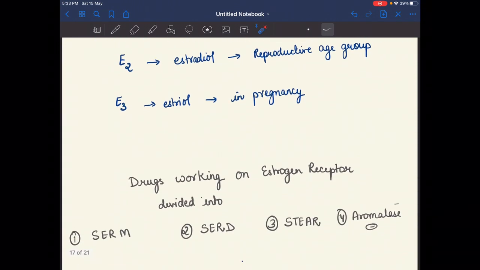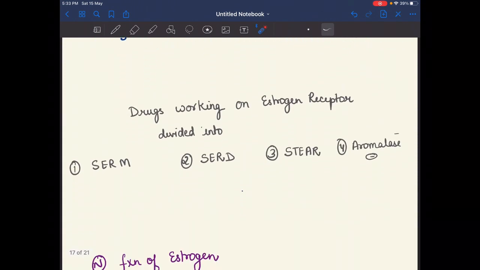Now the drugs which act on the estrogen receptors are divided into 4 categories. Those were SERM, SERD, STEAR and aromatase inhibitor. SERM is selective estrogen receptor modulator, SERD is selective estrogen receptor downregulator, STEAR is selective tissue estrogen activity regulator, and aromatase inhibitor.